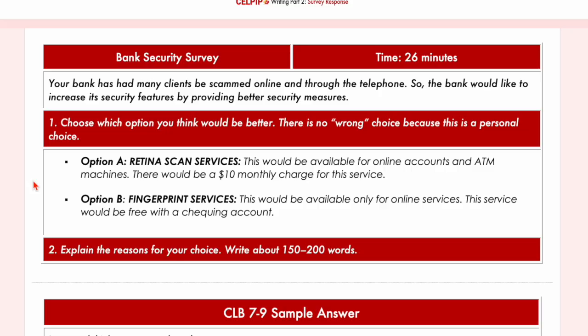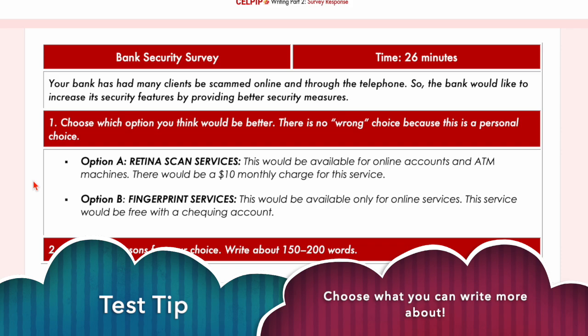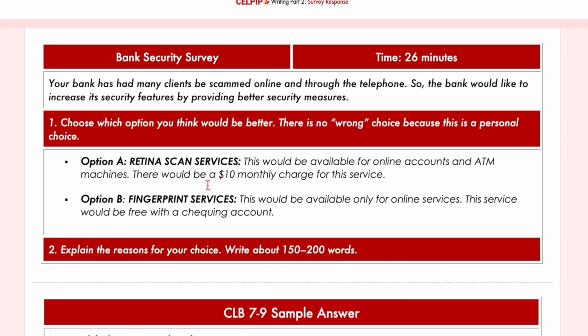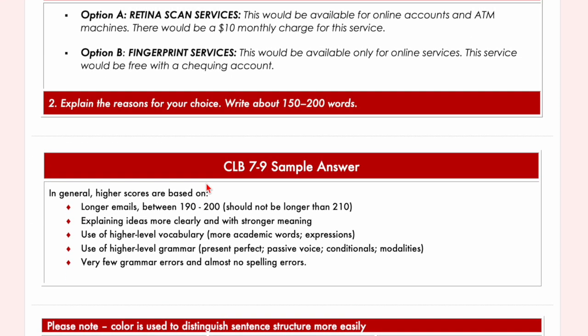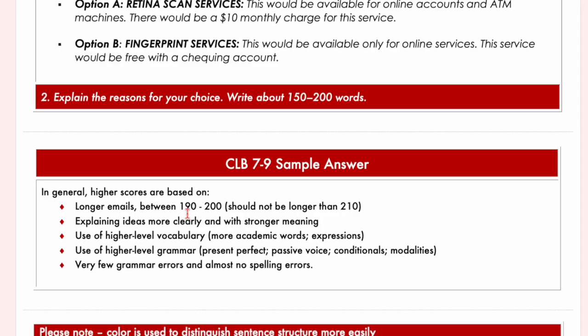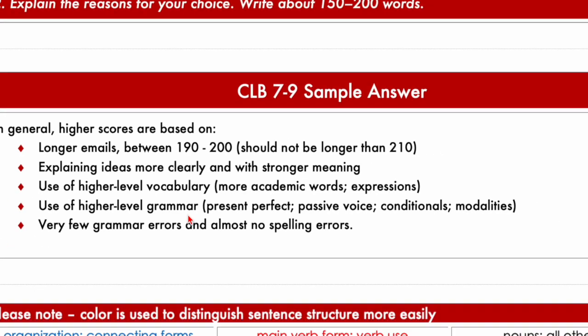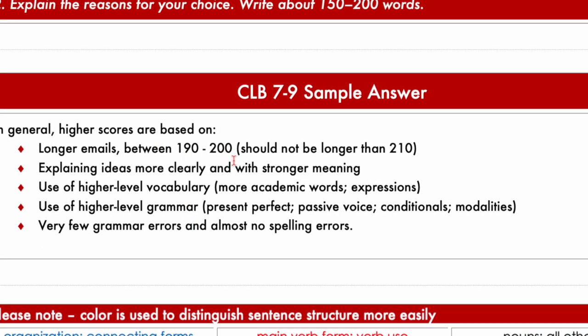Well, okay. I think many online services already have both of these. Well, I don't know about retina scan, but definitely fingerprint services. Okay. Well, at least here in Canada, we have those. So, everyone, let's remember that we are writing a 7 to 9 example. Okay. And we are going to be trying to ensure that, well, we write between 190 to 200 words. Always, this helps us get a higher score. Okay. Let's make sure we do that.